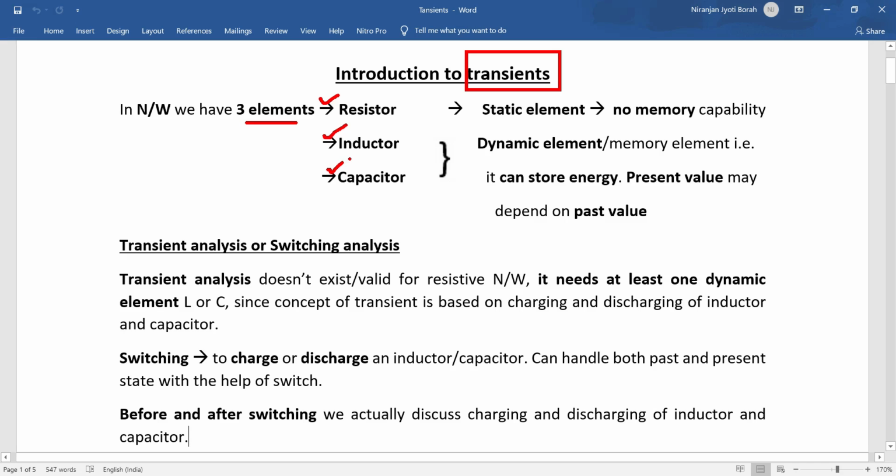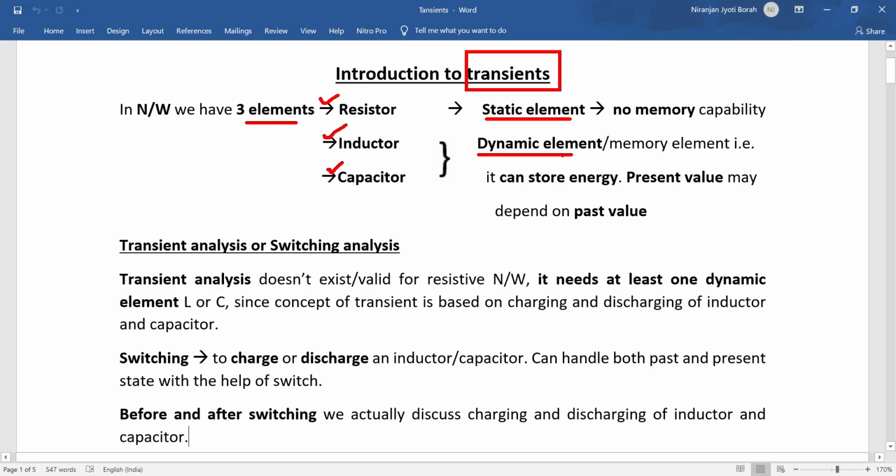Out of these three elements, resistors are static elements in the sense that the voltage across the resistor or current through it doesn't depend on time, whereas inductors and capacitors are dynamic elements in the sense that voltage or current for inductors and capacitors is dependent on time.